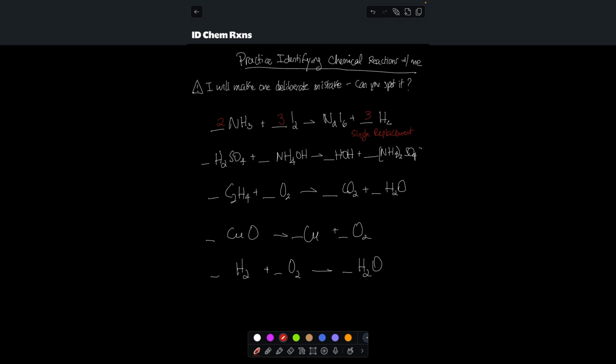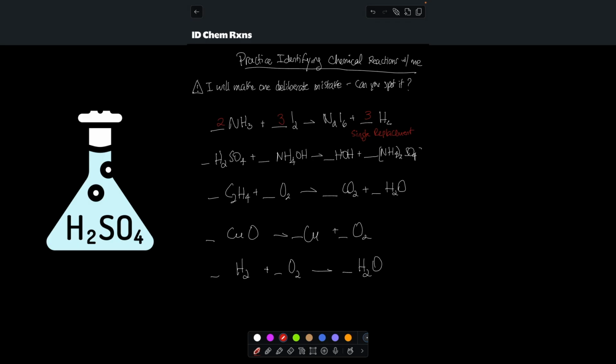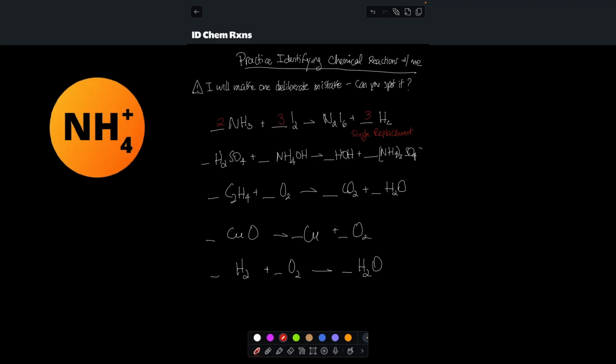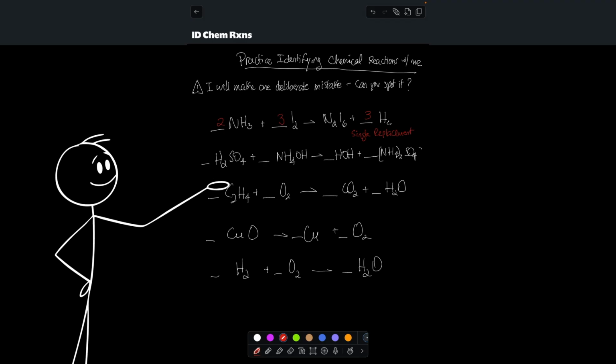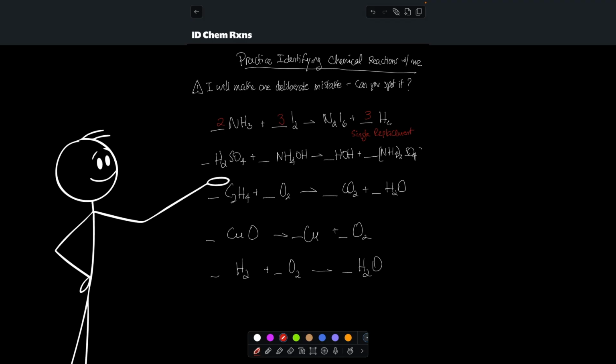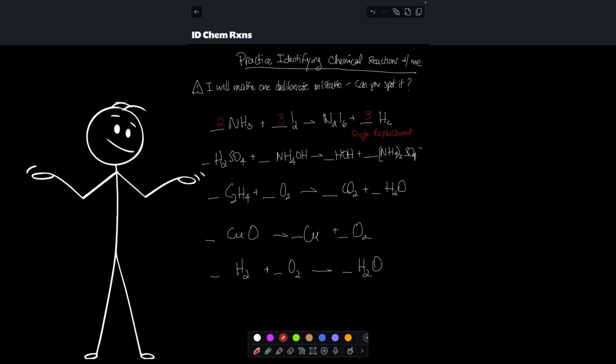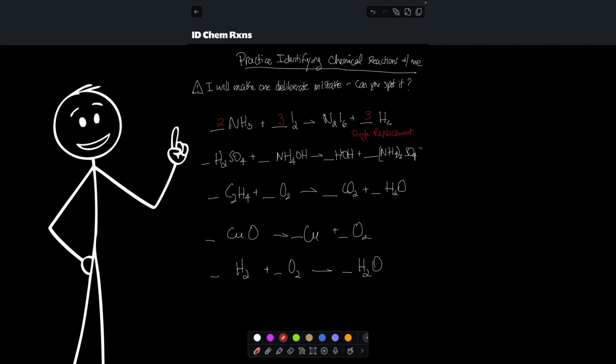Let's look at the second chemical equation. So we have sulfuric acid, H2SO4, that we add with NH4OH, so that's ammonium hydroxide, and then we get HOH, which is the same thing as H2O, really, and NH4SO4 minus. As you can see, this is ammonium sulfate.